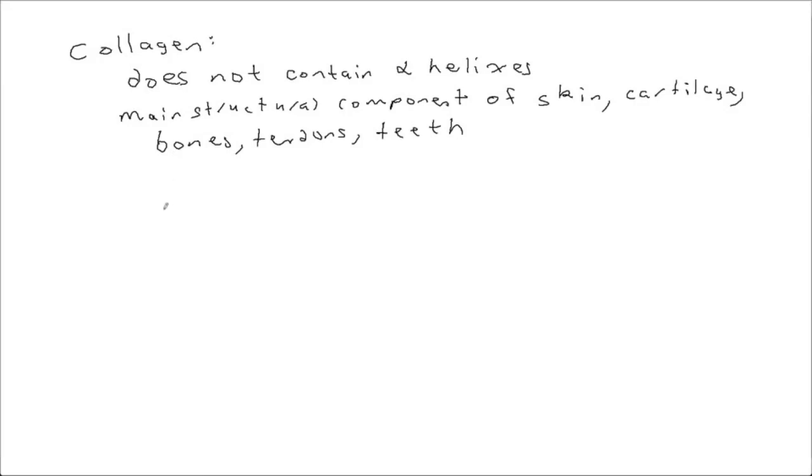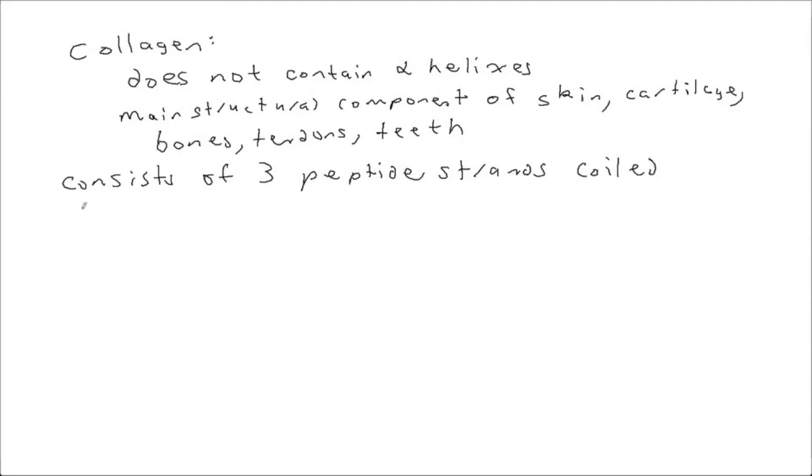So what does collagen consist of? Collagen is a triple helix. Collagen consists of three peptide strands coiled around each other in a triple helix. Three peptide strands coiled around each other in a triple helix.